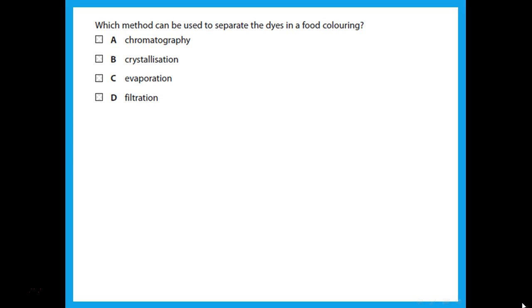Okay. So let's look at a question. Which method can be used to separate the dyes in a food coloring? To separate the dyes in a food coloring, of course, that's what we just did, which is chromatography.